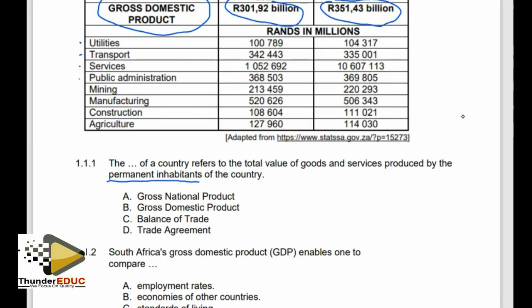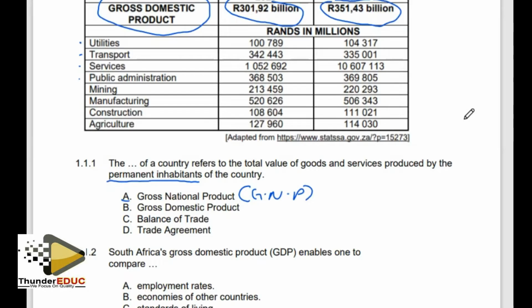So for this option, our answer is going to be the gross national product, or the GNP, as our answer, because GNP deals with the contribution by the permanent inhabitants of the country. That will include permanent residents or the citizens of the country, where their contributions is calculated under GNP.